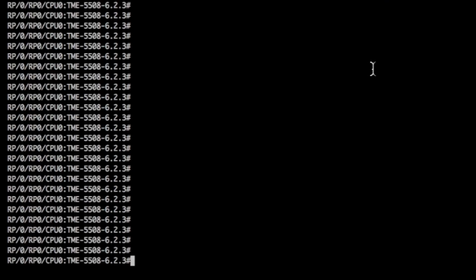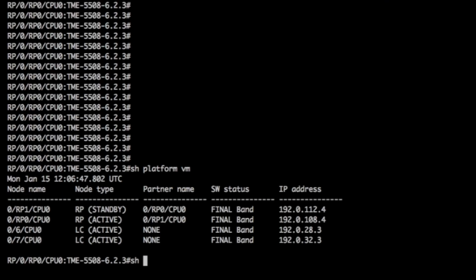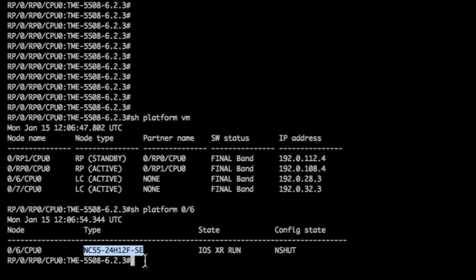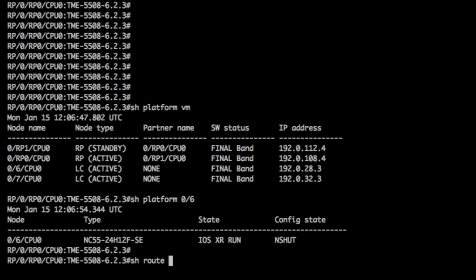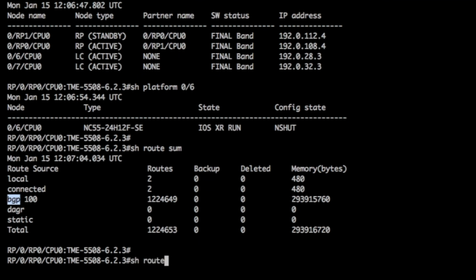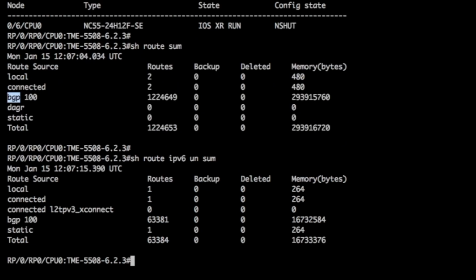Let's illustrate all this with a real use case. First, take a look at the chassis. In slots 6 and 7, you will find 24 by 100 gig line cards with external eTCAM. A show route summary and show route IPv6 unicast summary will give you an idea of the size of the tables, v4 and v6. You have 1.2 million v4 prefixes and 63,000 v6 prefixes, mostly coming from BGP.